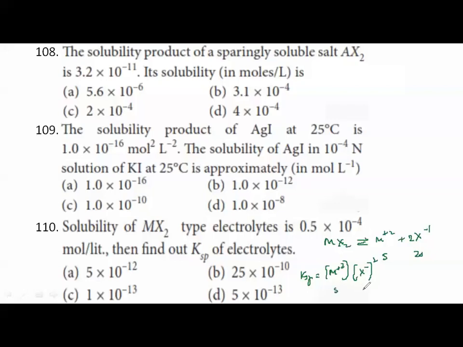S into 2S square, so 4S cube. So 4 into, what is S value given? This is 0.5. So I'll get 4 into 0.5 into 10 raised to minus 4, the whole cube. Answer comes out to 5 into 10 raised to minus 13. So it comes minus 12, 0.5. So 5 into 10 raised to minus 13. So correct option is what? Option D, 5 into 10 raised to minus 13.